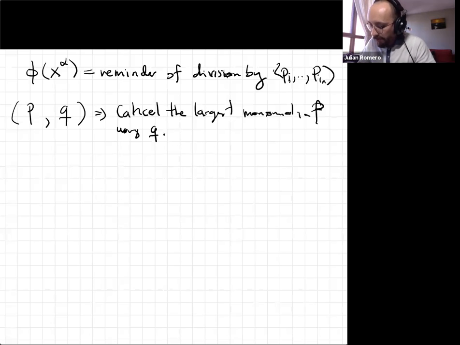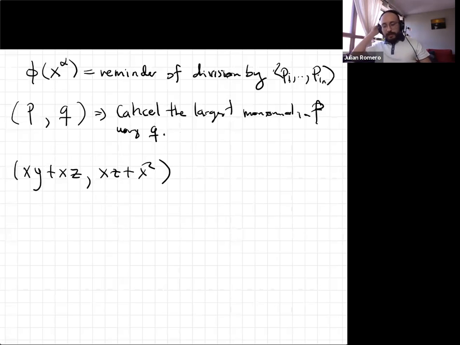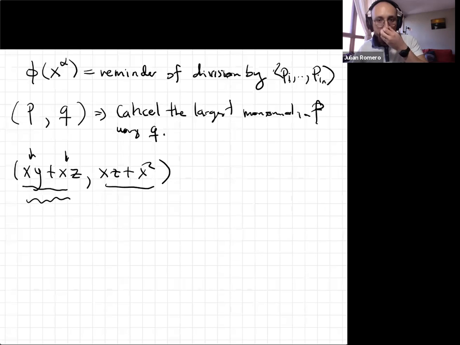So let's say I have xy plus xz, and then I want to divide it by xz plus x squared or something like that. You want to divide this polynomial by this polynomial. So how do you do that? I don't know which one is larger. Which is larger, this guy or this guy? I don't have a proper ordering here.